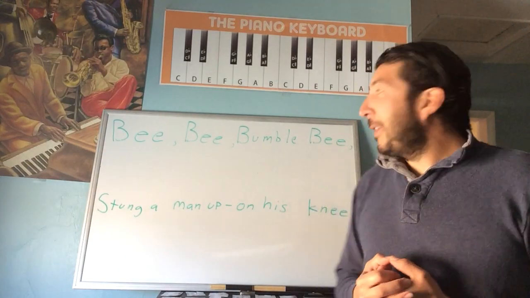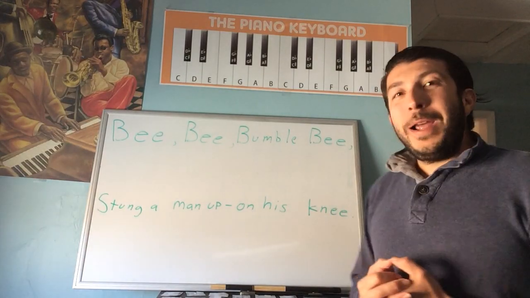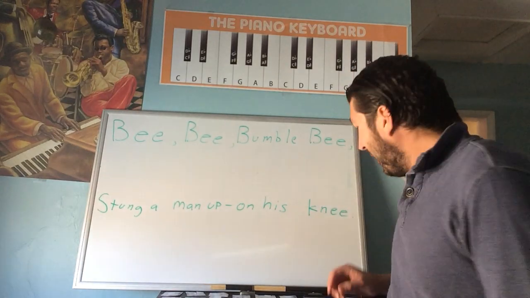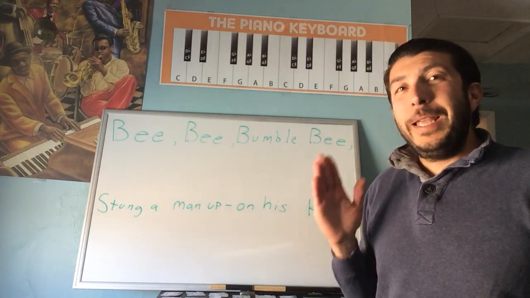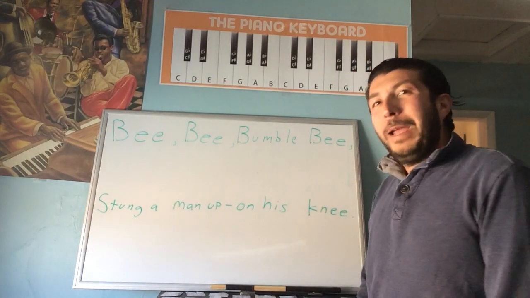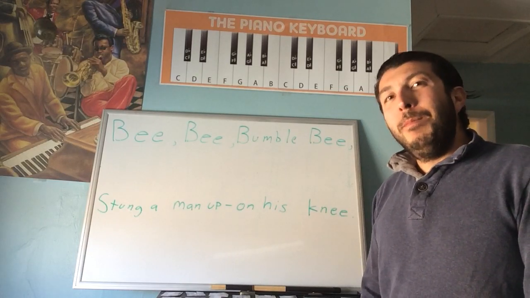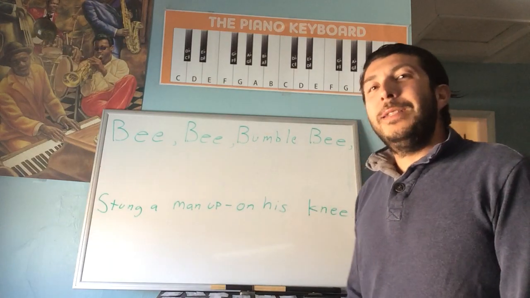And we're gonna do this using a rhyme about bees. Now, this rhyme is gonna have a beat to it or a certain rhythm to it. So I'm gonna turn on my clicker so we can hear the beat play in the background as I read the rhyme. So, bee, bee, bumblebee stung a man upon his knee.